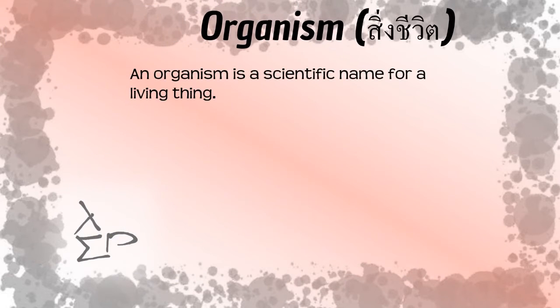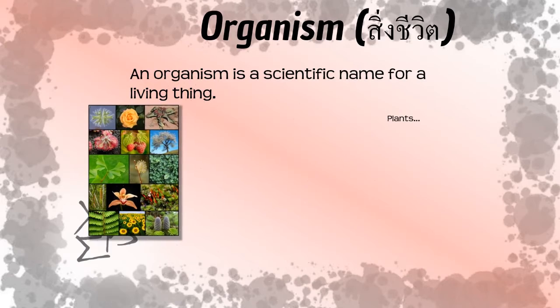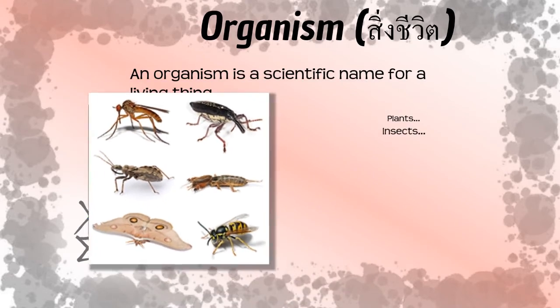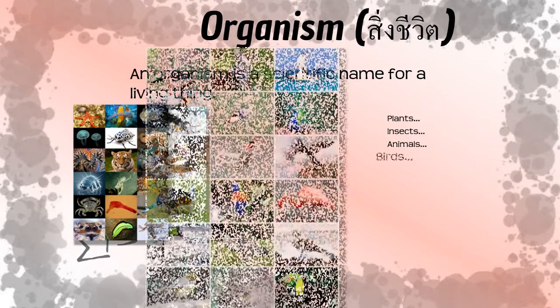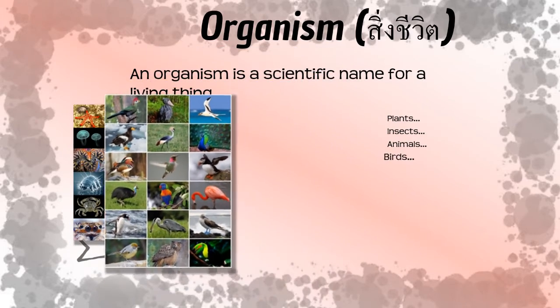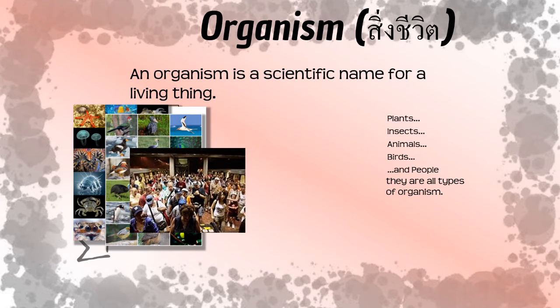Organism. An organism is a scientific name for a living thing, a chemical object that makes copies of itself using energy from the environment. On Earth, all organisms that we know of are DNA based. This is a chemical way to store information to pass on to the next generation.